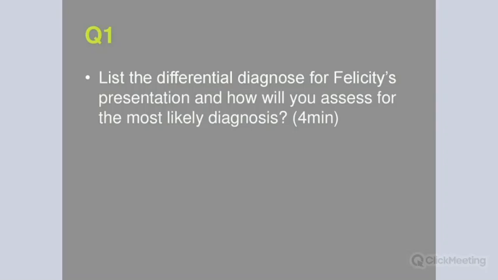So the examiner will ask you, and these questions are not written down, so if you don't understand the question or you haven't heard it correctly, you can always ask them to repeat the question. The question for this case is: list the differential diagnoses for Felicity's presentation and how you will assess for the most likely diagnosis. And you're given 4 minutes to tell them all of your answers.